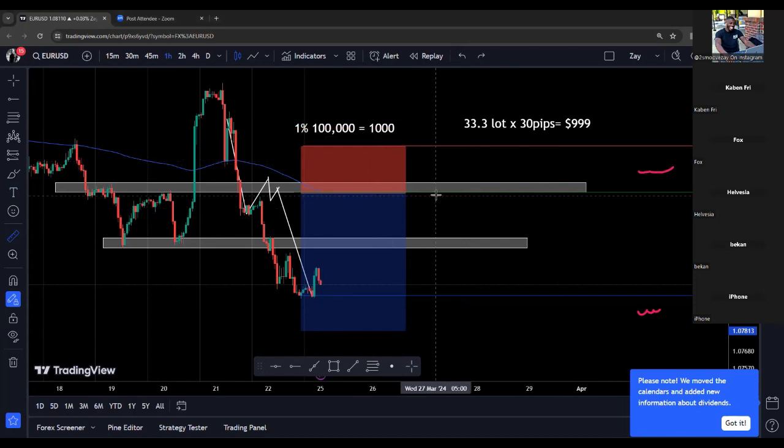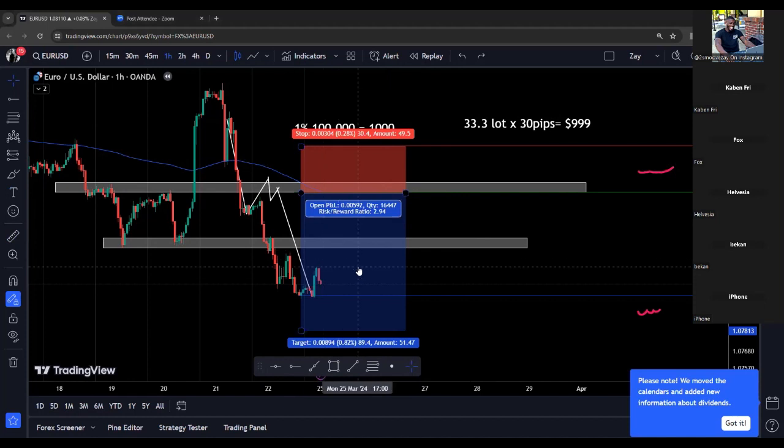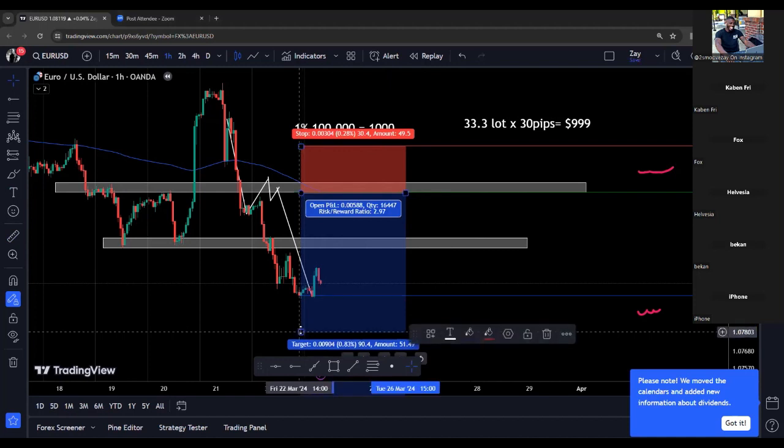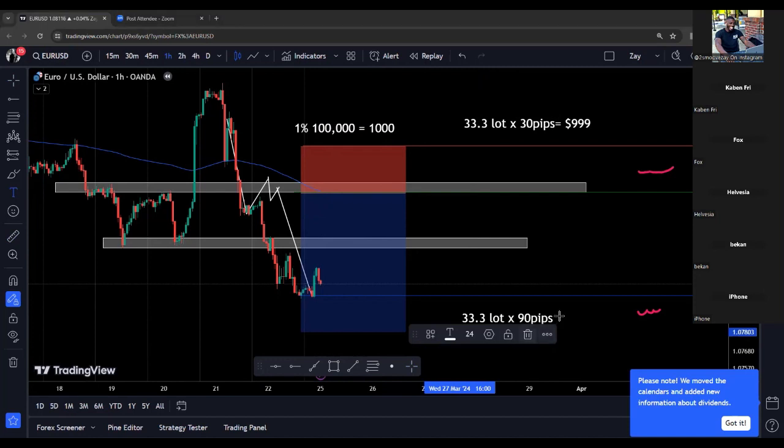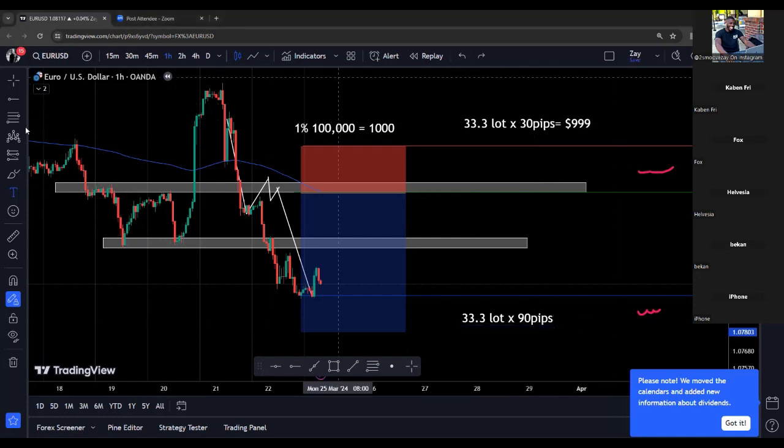And if you pay attention to your take profit, it's 89 or 90 pips in this case, because we do a 1 to 3 risk to reward. Risking 30 pips, looking to get 90. Let's do the math on that. So 33.3 lot times 90 pips is 2,997. Say that one more time. 2,997.